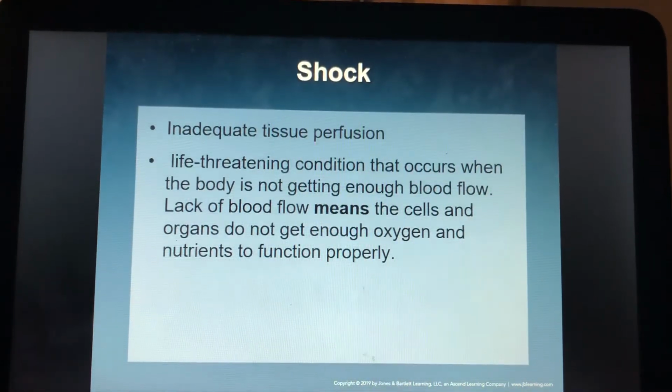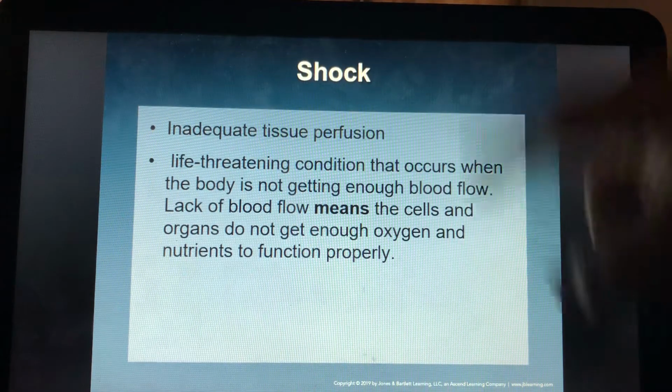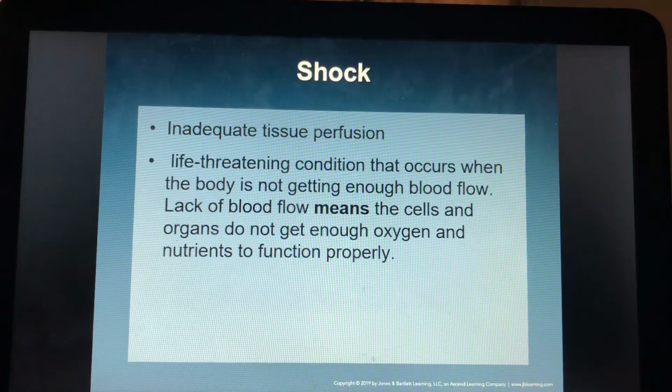Shock, inadequate tissue perfusion. Doesn't mean that they're not getting enough oxygen. It's not just oxygen. It's also the nutrients that the cell needs. Remember, most cells work on glucose. So it's in the bloodstream. If it's leaking out somewhere that it shouldn't be, it's not getting to where it needs to go. They also talk about lack of blood flow. The cells, organs, enough oxygen, nutrients function properly. Same thing. Inadequate tissue perfusion.